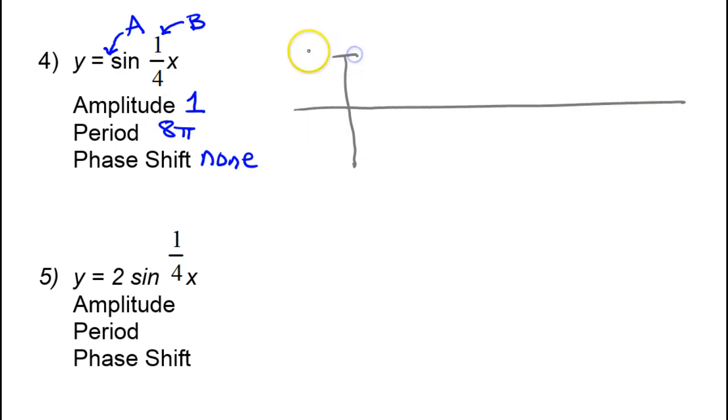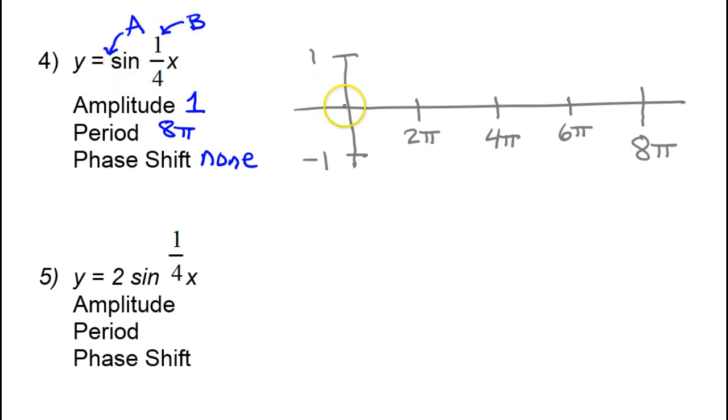The amplitude is 1, so that means it'll just go up to +1 and down to -1. The period is 8 pi. So all the way over here, I'm going to put 8 pi. Now, halfway in the middle should be 4 pi. And then half of that should be 2 pi. So this is 2, 4, 6. So this should be 6 pi right here.